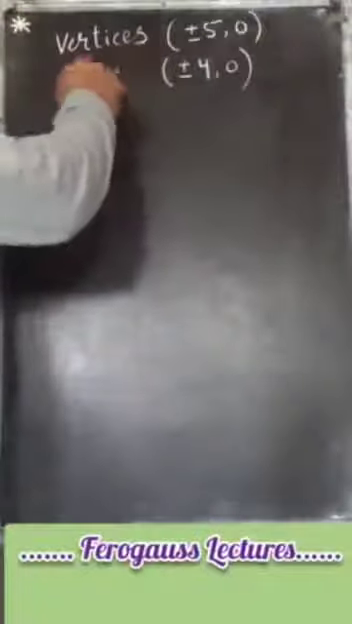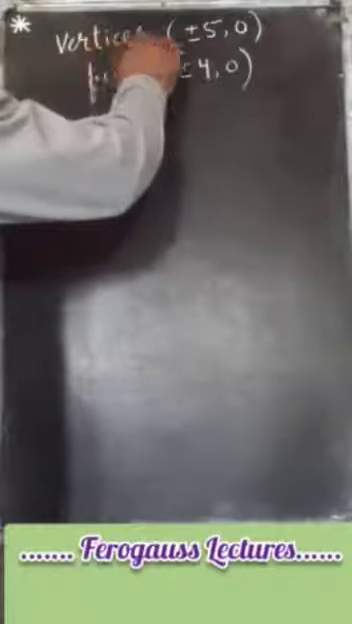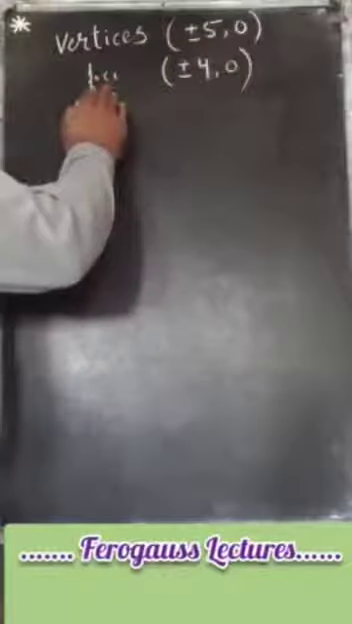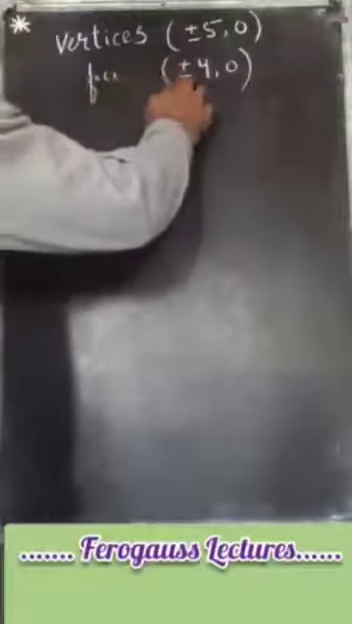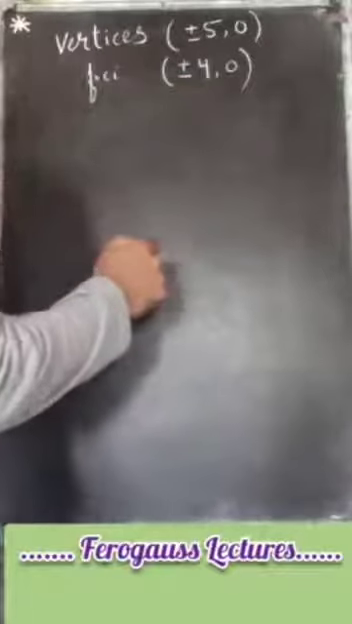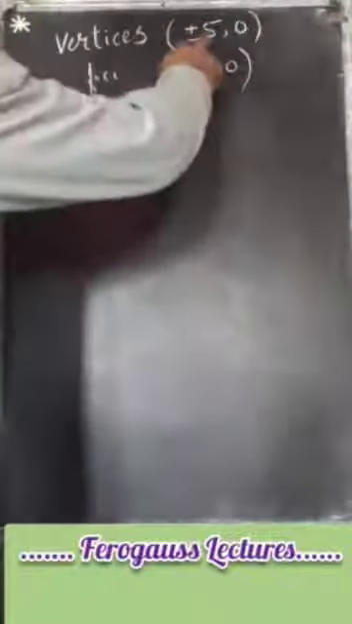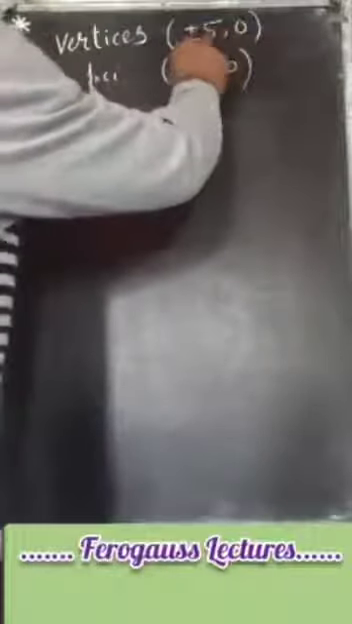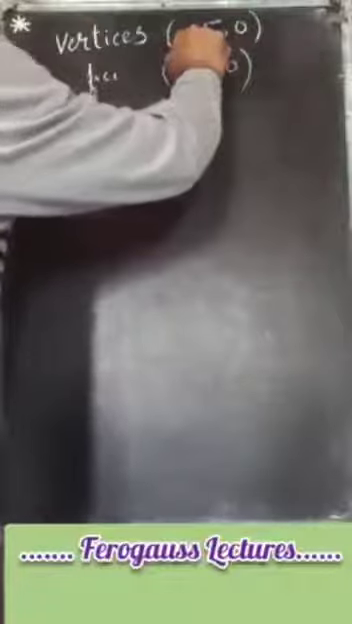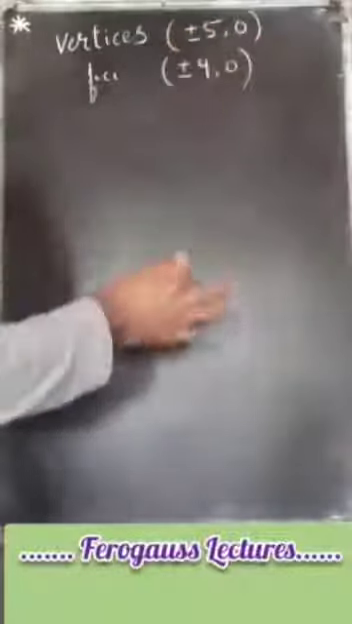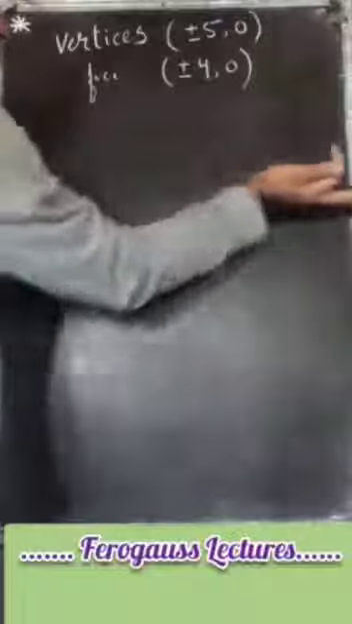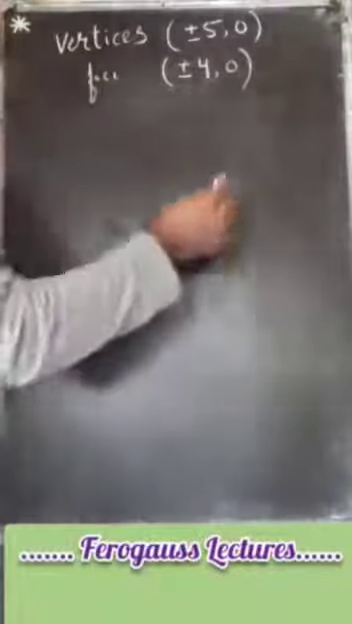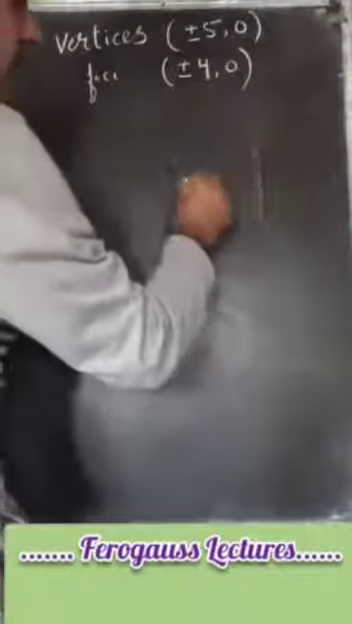Here we have to find the equation of ellipse where coordinates of vertices are plus minus 5, 0 and coordinates of foci are plus minus 4, 0. Okay, since coordinates of vertices are plus minus 5, 0, here x coordinate is plus minus 5 and y coordinate is 0. Therefore, the major axis lies along x-axis and minor axis lies along y-axis.